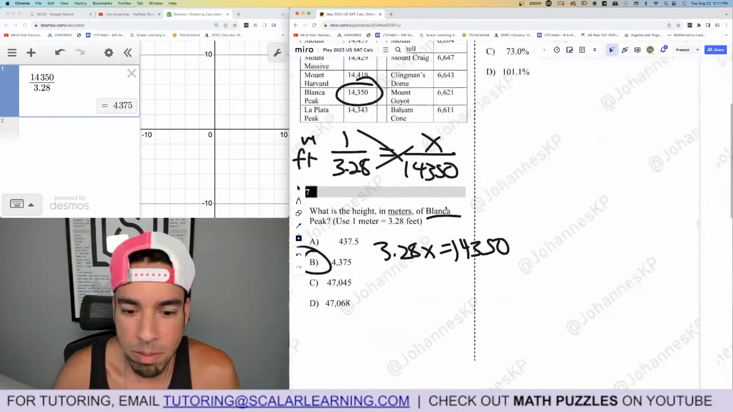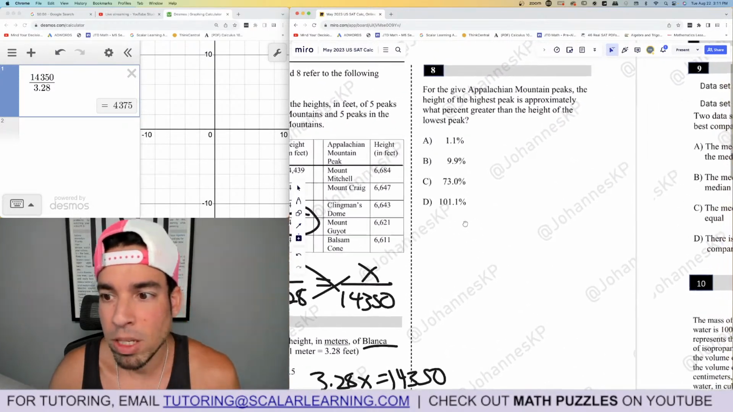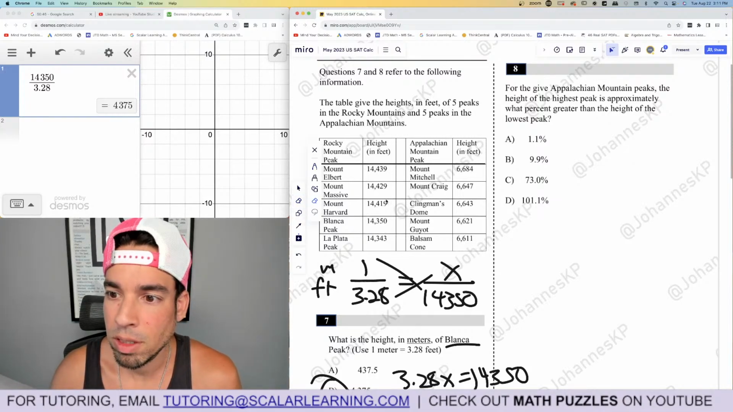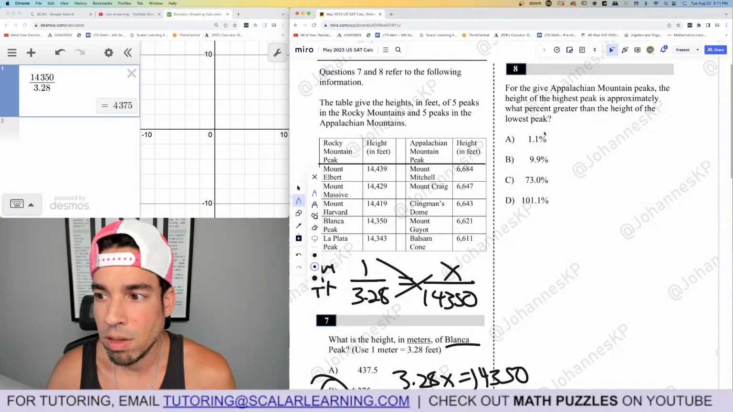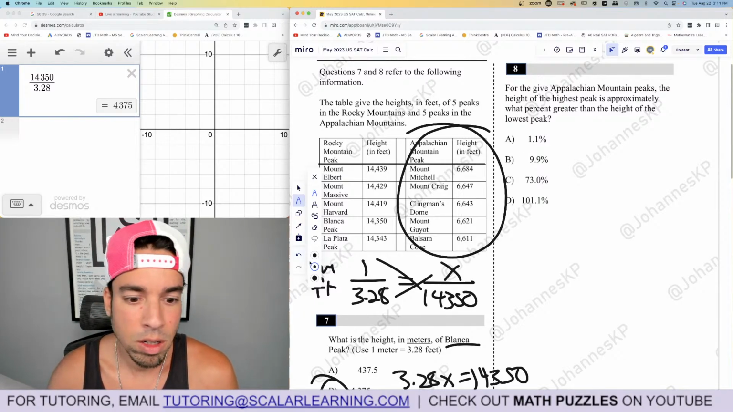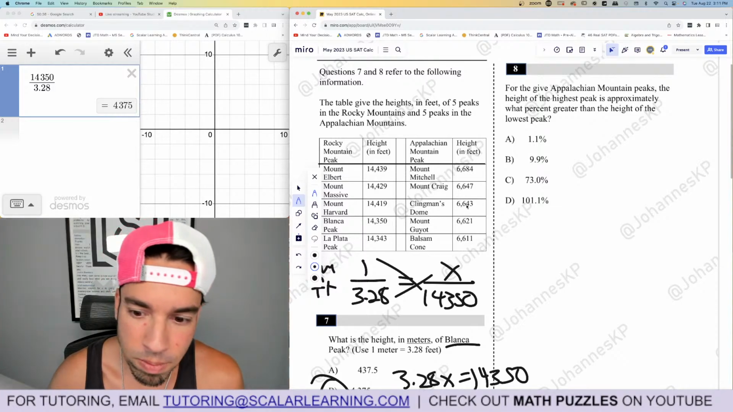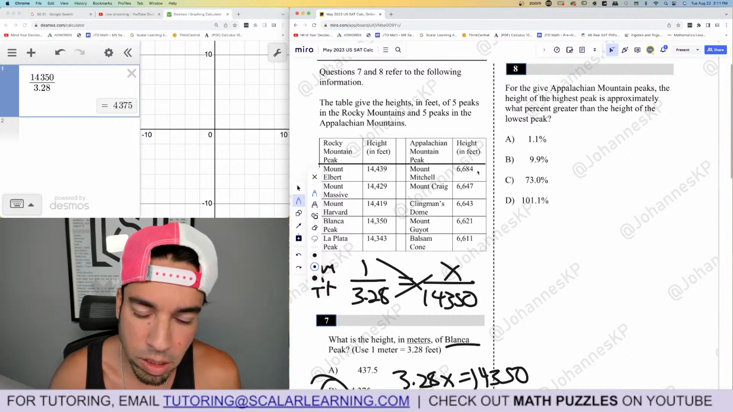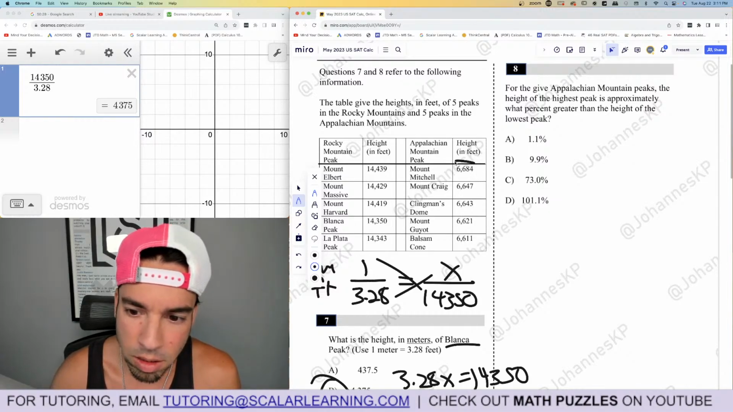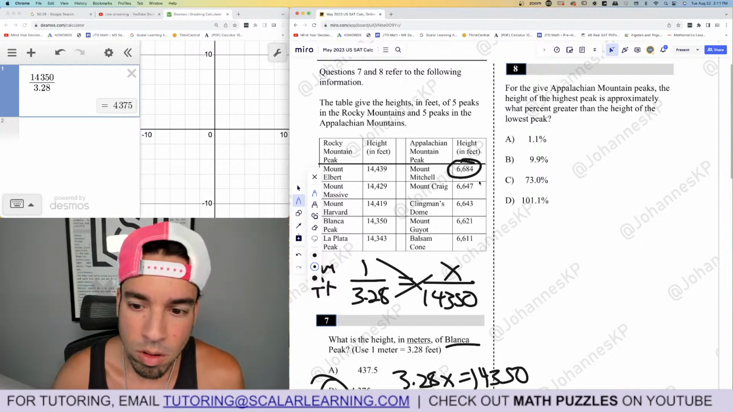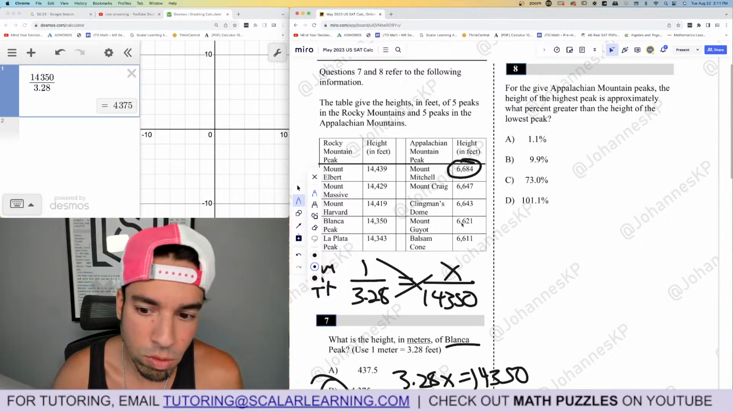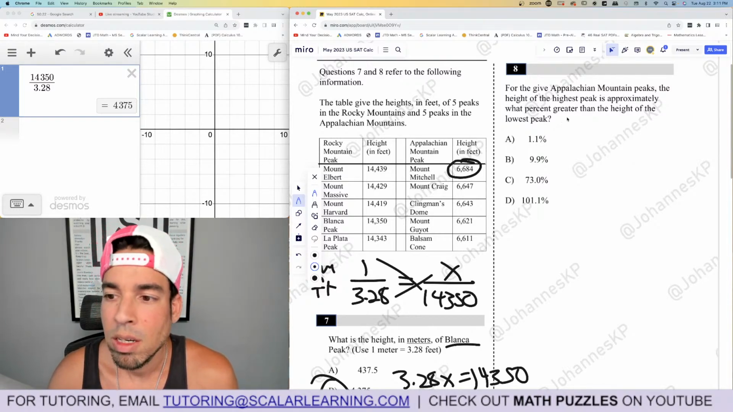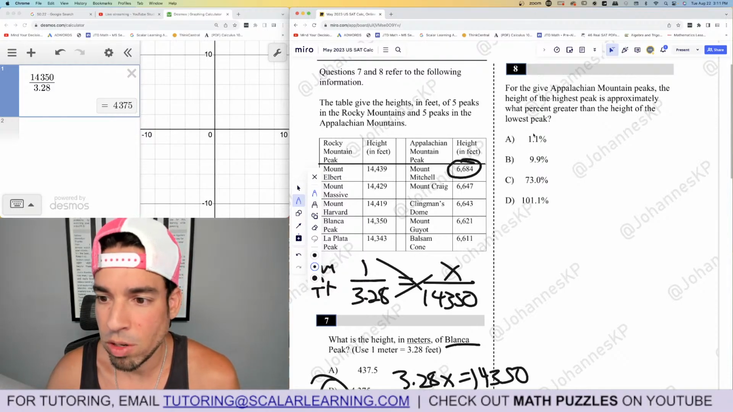Okay, number 8. For the given Appalachian mountain peaks, which are these, the height of the highest peak, which is 6684. Oh, it's in order. Yeah, I think it is. So that's the highest peak. For the given Appalachian Mountain peaks, the height of the highest peak is approximately what percent greater than the height of the lowest peak? Got it.